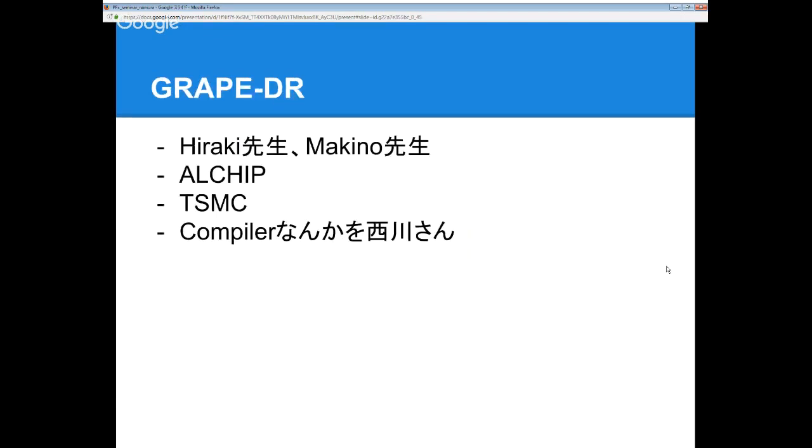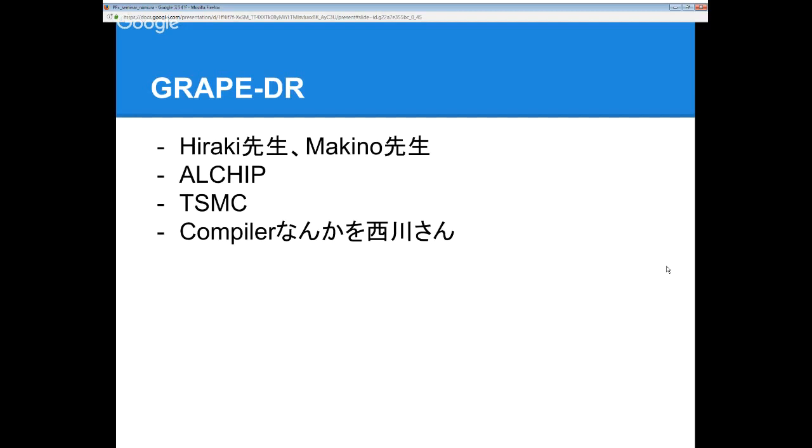After that, I worked on another project, a more generalized project. It's not only for gravity. It's more of a processor, a SIMD processor. And I worked for the hierarchy sensor and the Makino sensor also. And at that time, I worked with Nishikawa-san. He is president of this company. He made some compiler for the chip.